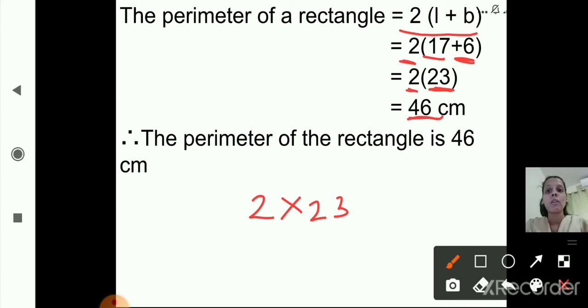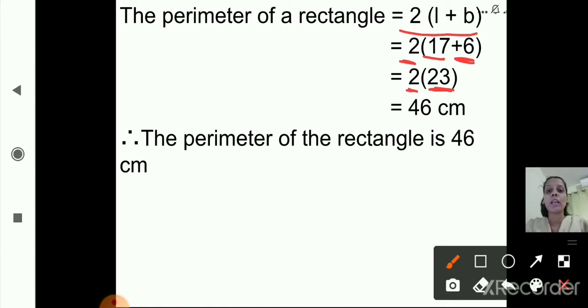I hope we are clear with this sum. Question number 3. In question number 3, the area of rectangle is given and its length is given. First we will find out breadth of a rectangle using the formula for area of rectangle. Then we will get breadth of a rectangle, right? Now we will find the perimeter of a rectangle.